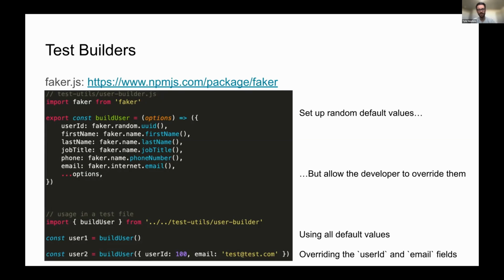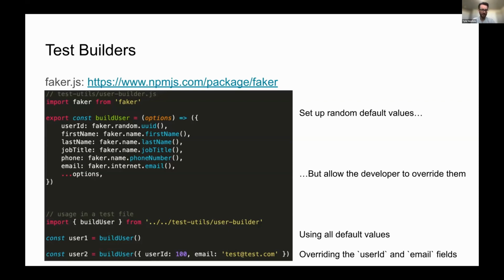So we set a random UUID for the user ID. We set up a random first name, last name, job title, phone, email. And this just creates this user object for us. Then further down, you can see the usage in the test file. We would just import that build user method. And if we wanted to create a user with all the default values, we could simply say user1 equals build user. And there we go. We've abstracted all that code away into this helper function, and we can create a user very easily in one line.